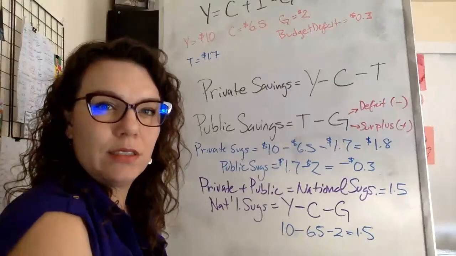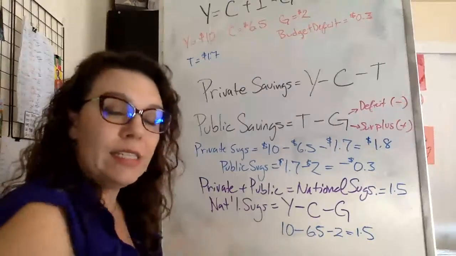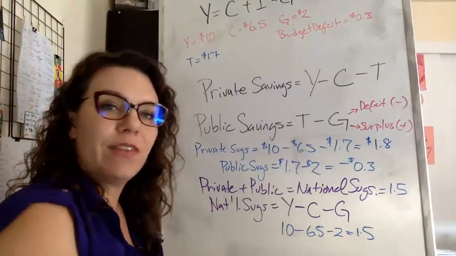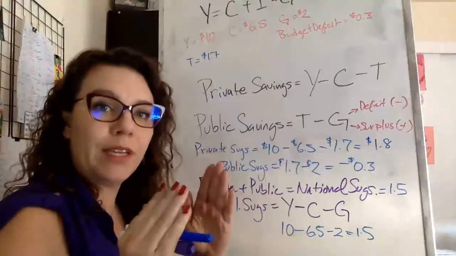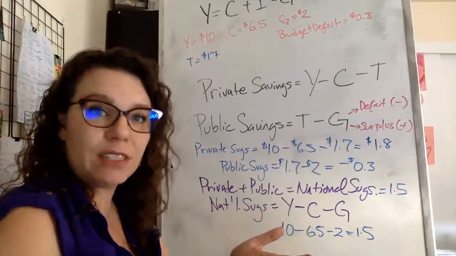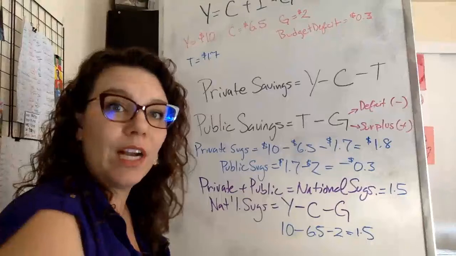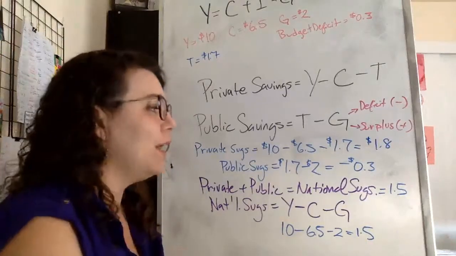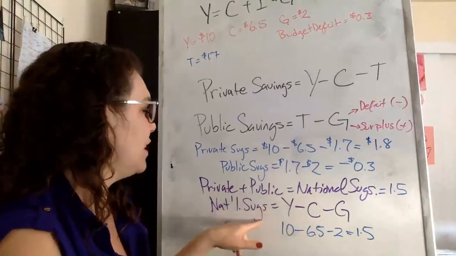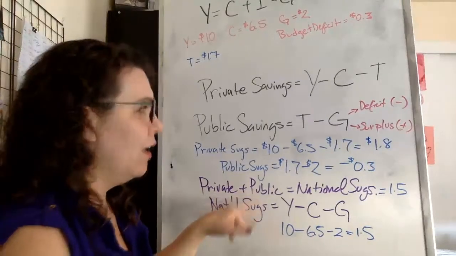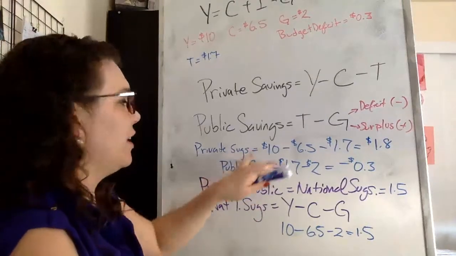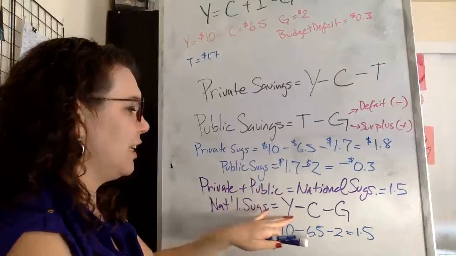Does that make sense? That's a really important idea in this, is that national savings is private plus public. It's okay that public savings is negative. That's common in our economy, but we need to remember that national savings is those two things together. So now we have private savings, public savings, national savings.